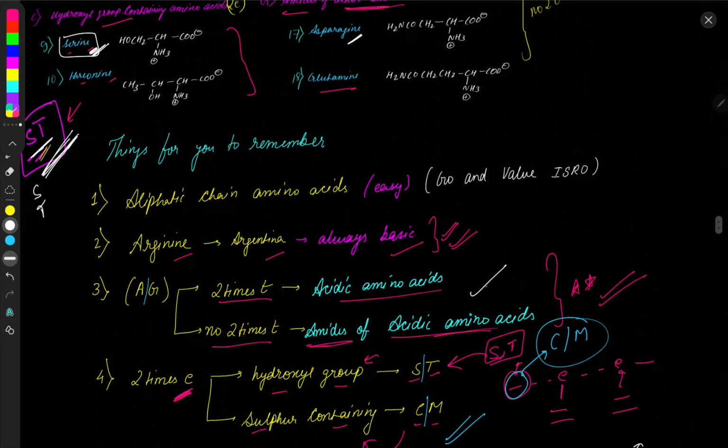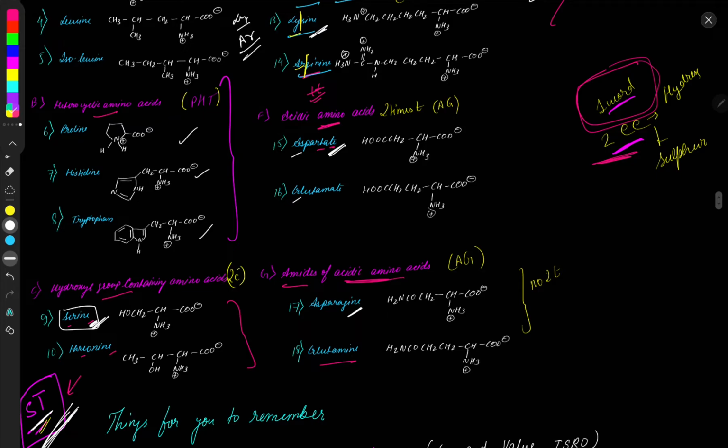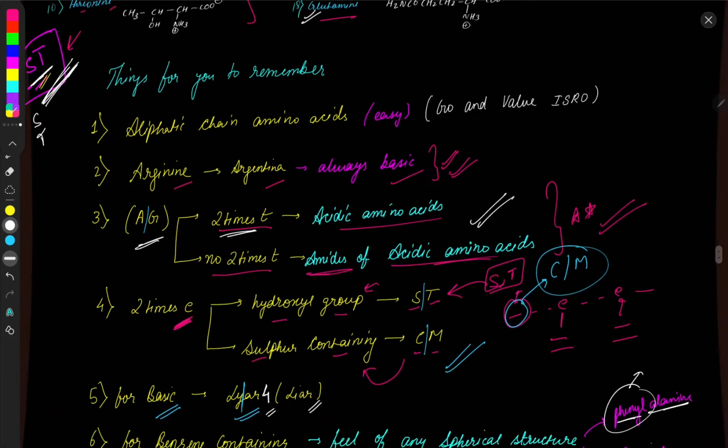No, I have told you already this one. In case of A or G, AG, you have to see 2 times T. If there is 2 times T, it is acidic. If there is no 2 times T, it is an amide of acidic amino acids. AG would give you the order, which one is first, which one is second. A is first, G is second. Okay.